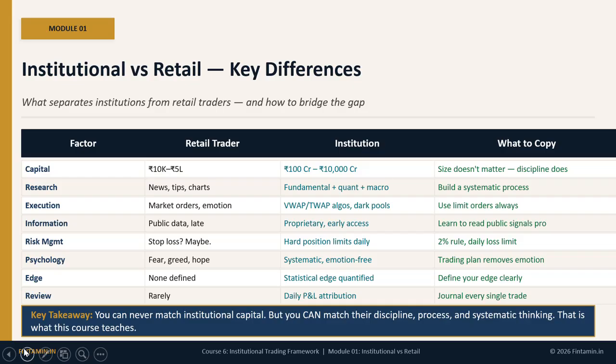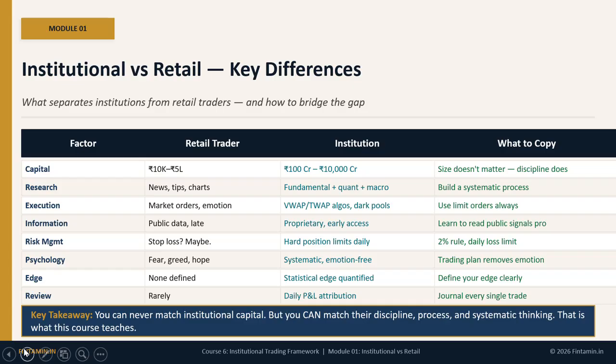First point is research. Now, retail reads news and tips. Institutions have fundamental analysts, quant teams, satellite data on parking lots of Walmart stores, credit card transaction data. You cannot match their information, but you can read their footprints, which is what this entire course teaches.